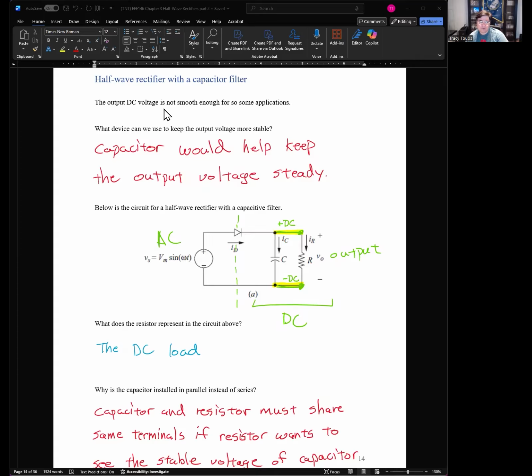The output DC voltage is not smooth enough for some of the applications, right? I should probably fix that. I'll fix it on your notes. Or I mean, it's a small thing, who cares?